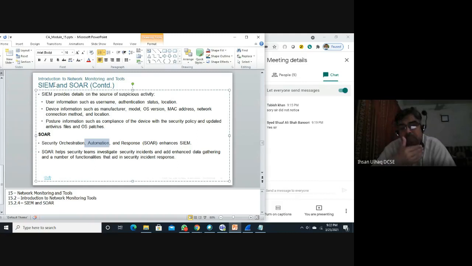Although the SOC people may or may not be working as an incident response team, the incident response job may also be done by the SOC people. But if it is a large organization, then the SOC people are different and the incident response team is different. What is the job of this incident response team? Its job is, when the incident occurs, how we will give a response.